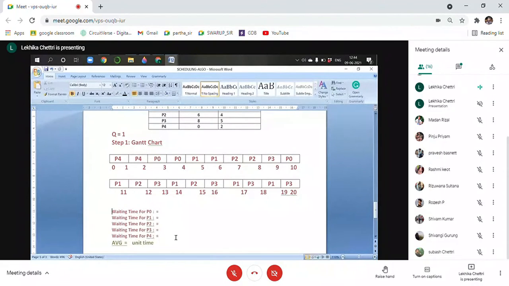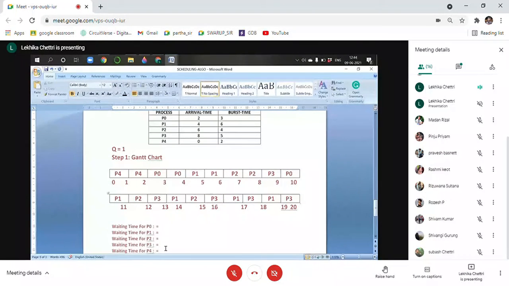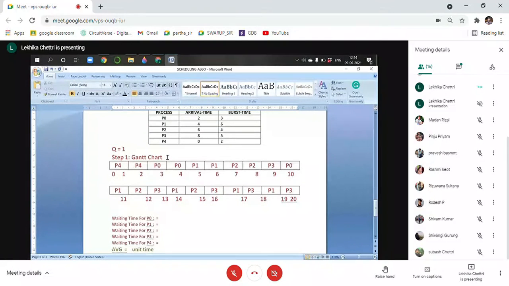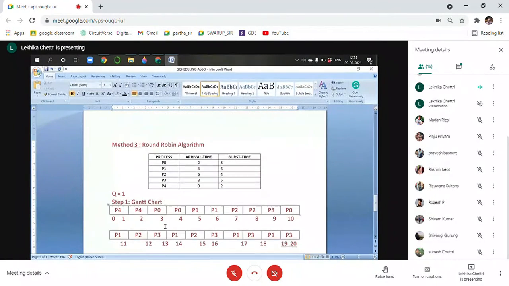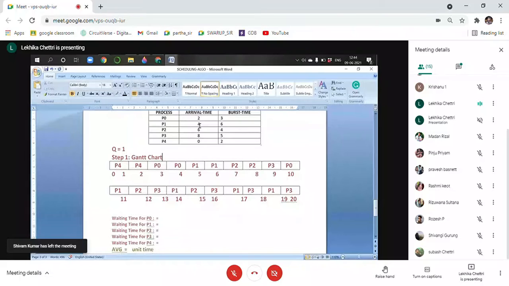Let's calculate for P4 because P4 had come first, so P4 के लिए waiting time क्या होगा? It got the first CPU time. So what was the unit time? 0. So it was 0. So P4 entered the ready queue at time unit 0. Okay, थोड़ा ऐसा कर देते हैं so that it will be easy. So it had entered the ready queue at time unit 0.